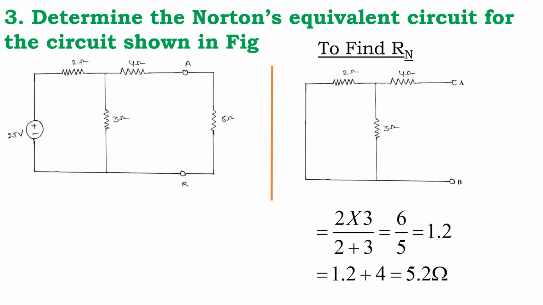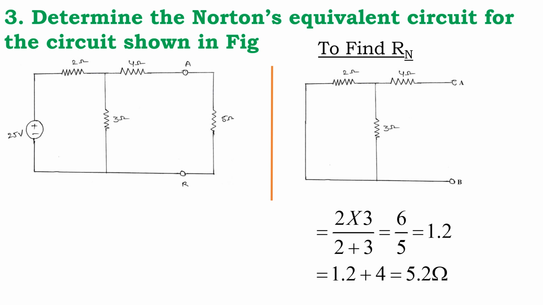What rule? Voltage source short circuited, current source open circuited. Apply this rule and redraw the circuit, then find out the RN across AB. So, I applied the rule. 2 is parallel with the 3, so that is 1.2, that is in series with the 4 ohms, that is 5.2 ohms.